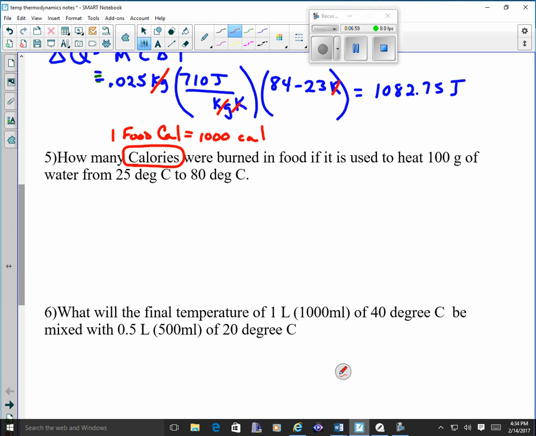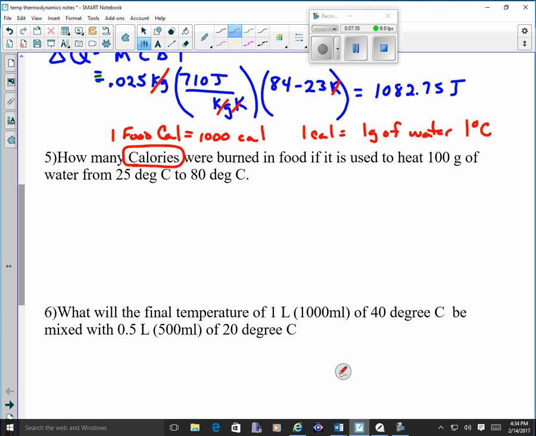And if you remember from your vocabulary, which you're getting ready to take, a little calorie is the amount of energy needed to raise 1 gram of water. So 1 calorie, that's a little calorie here, is the amount it takes to raise 1 gram of water a whole 1 degree Celsius. So for every 1 degree Celsius it gets hotter, of 1 gram of water, it takes a calorie to do that. Well, I want to know how many food calories, big calories, were burned in food that was used to heat 100 grams of water from 1 degree Celsius to 80 degrees Celsius.